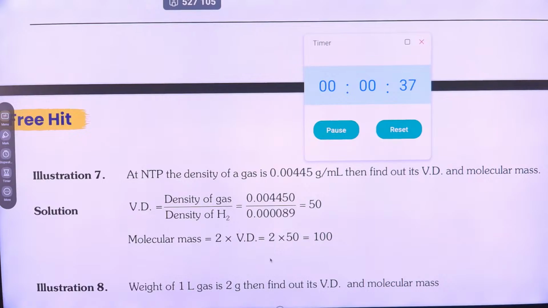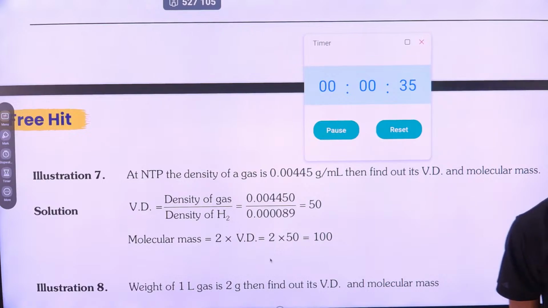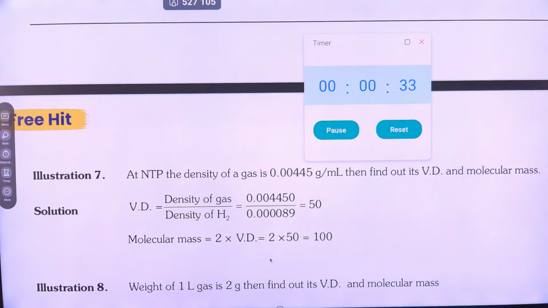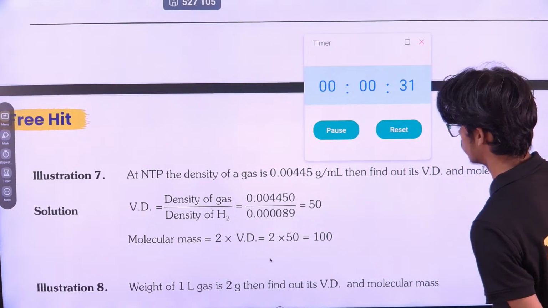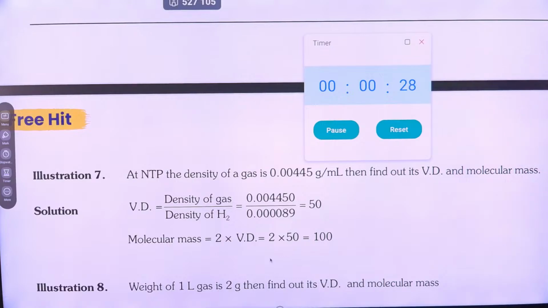Where is Shraddha? Where is Kanishka? You guys are not answering. Try to answer. Shraddha, answer the question. Kanishka. Guys, try to answer the question.